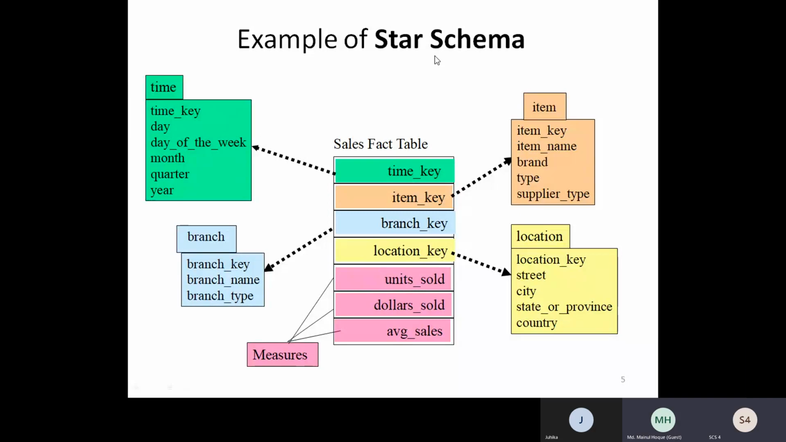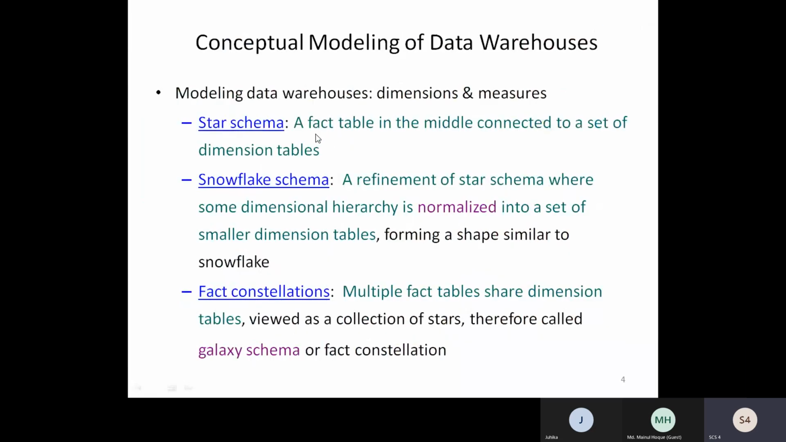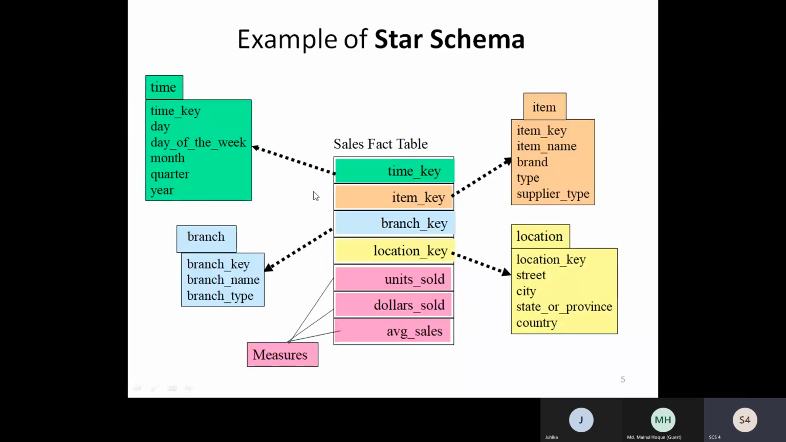Right. Good. Okay. Now let's analyze it in detail. See, the definition says that the fact table in the middle is connected to a set of dimension tables. Now here, what is the fact table? The sales table is the fact table, right? And there we are keeping time key, item key, branch key, location key, unit sales, dollars, average sales, like that.